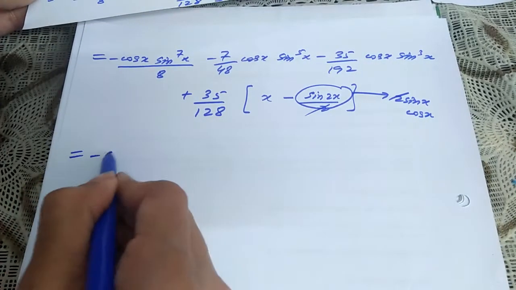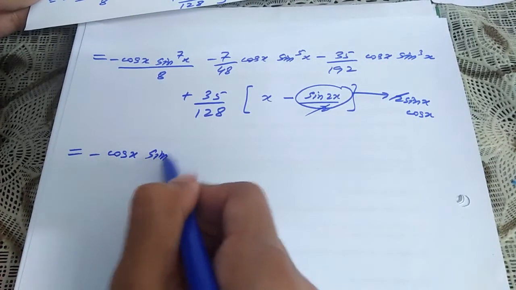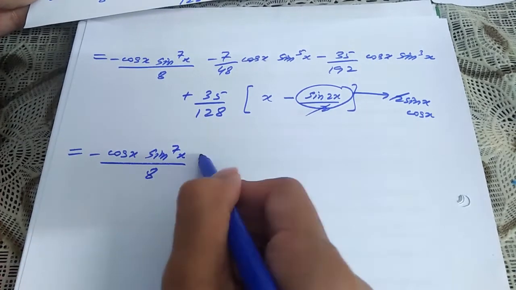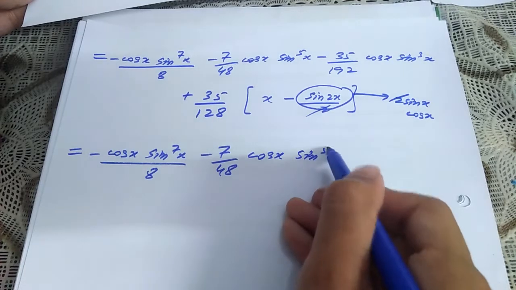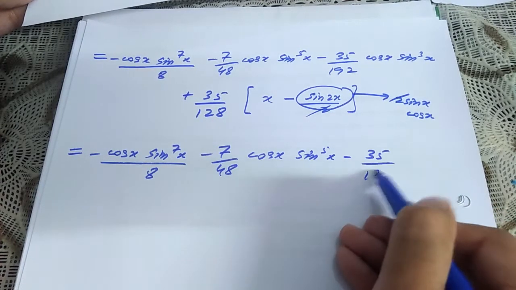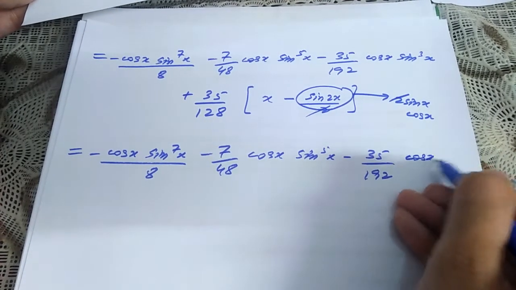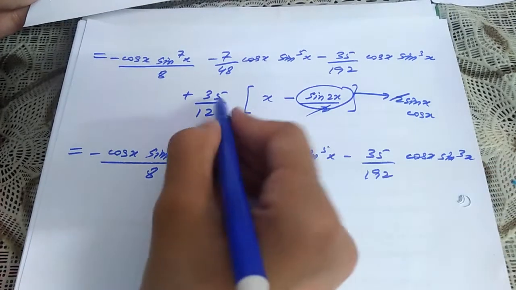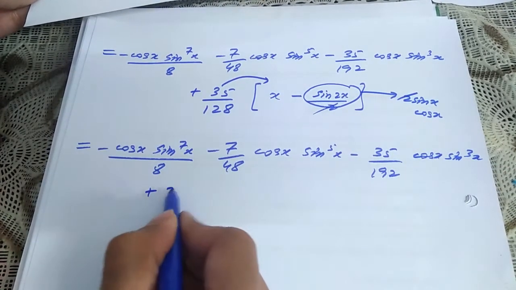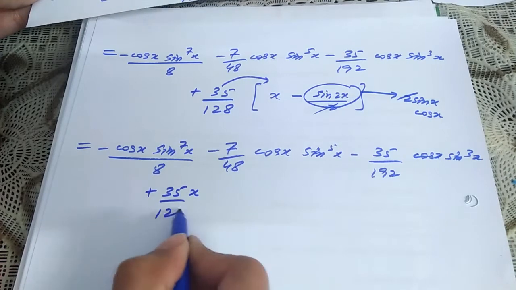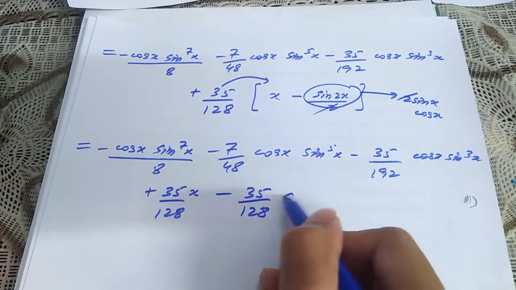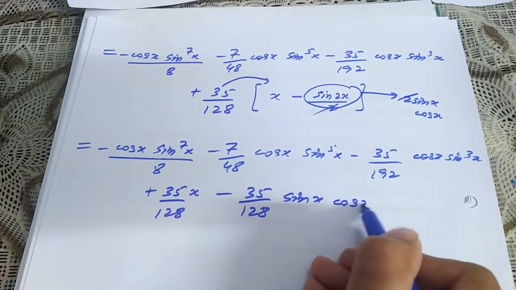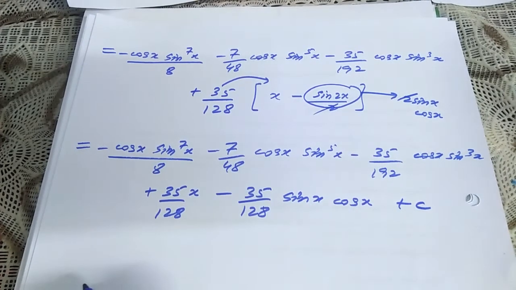We will get here minus cos of x sine 7x over 8 minus 7 over 48 cos of x sine 5x minus 35 over 192 cos of x sine cube of x. Multiply this inside, we'll get here plus 35x over 128 minus 35 over 128 sine of x cos of x plus constant of integration. So this is the answer for our question number 3.